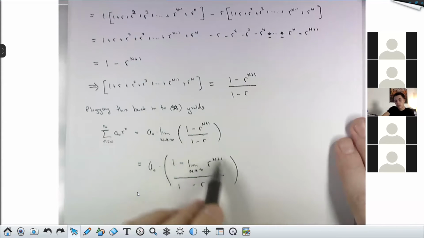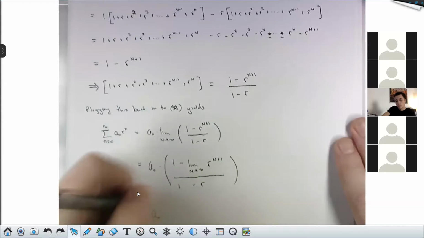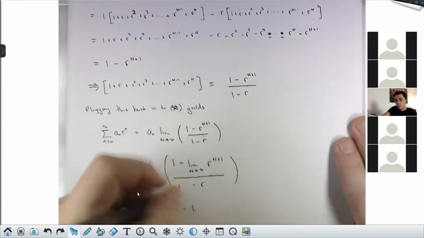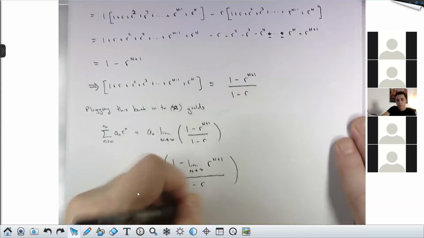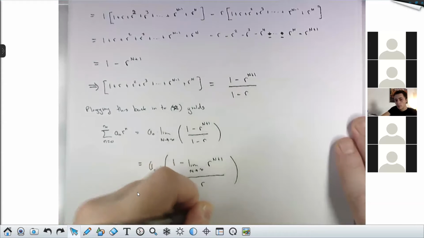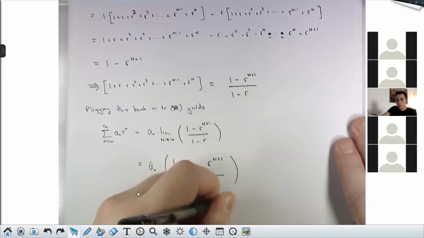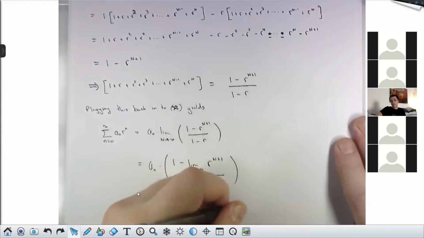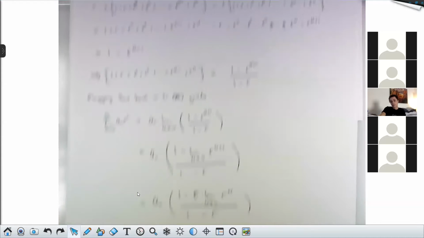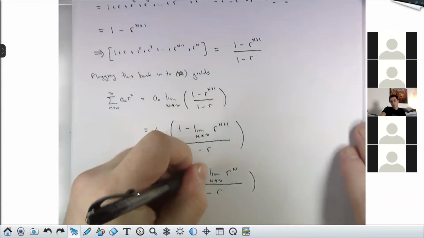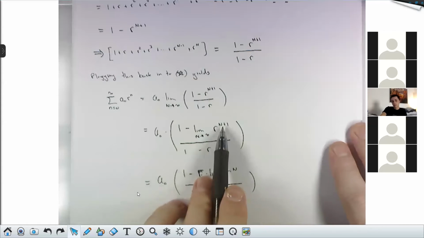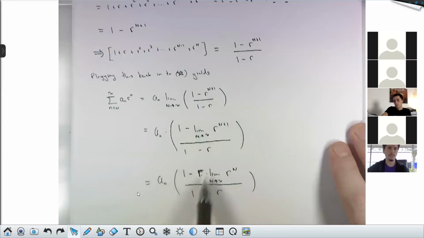And this is something we have a theorem about. That's the same as a naught times (1 minus r times the limit as n goes to infinity of r to the n) all over 1 minus r. So what am I doing? I'm pulling an r out here, right? R to the n plus 1 is r times r to the n. That r can come out like this.